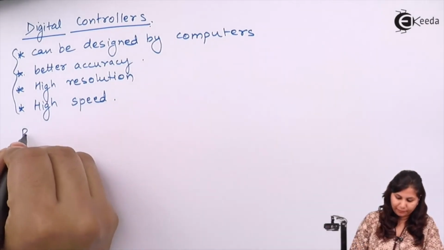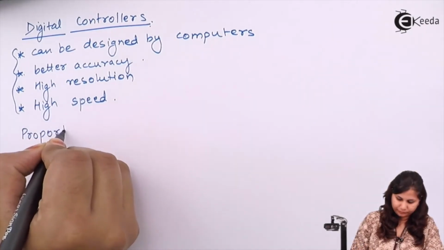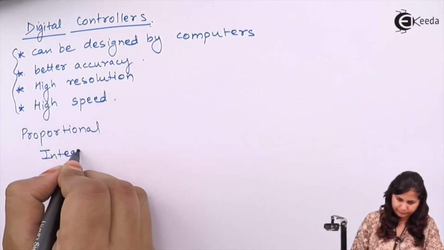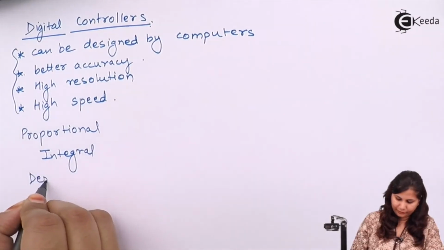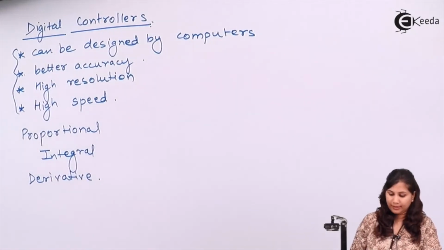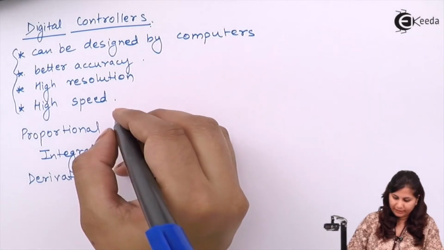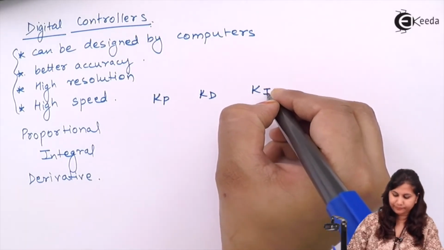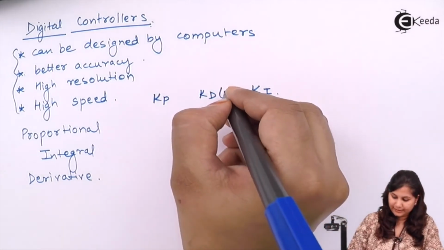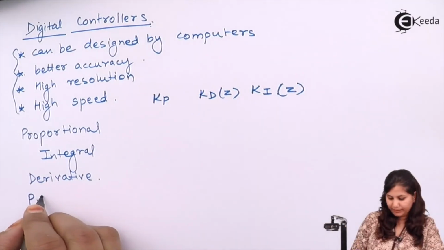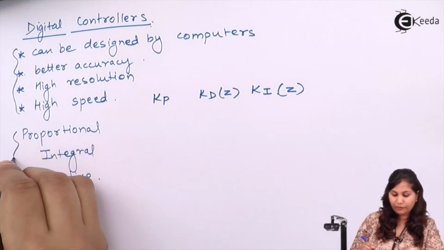Here also we have proportional, integral and derivative controllers. But we will use here the Z domain, okay, because the function is a discrete function. So we were having Kp, Kd and Ki. We will have here Z, and here also we have a PID controller, which is the combination of these three.